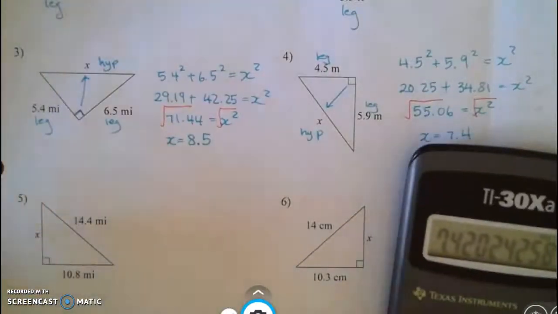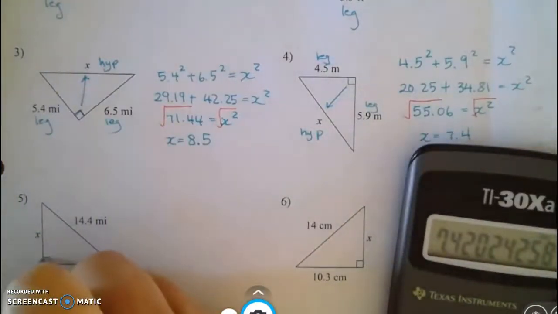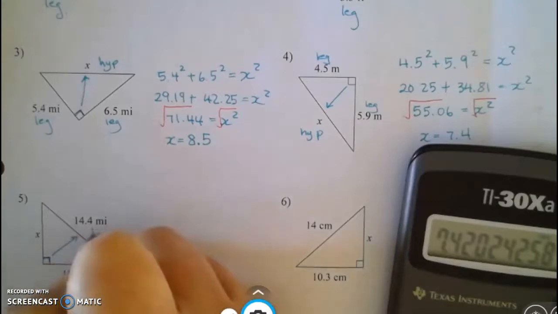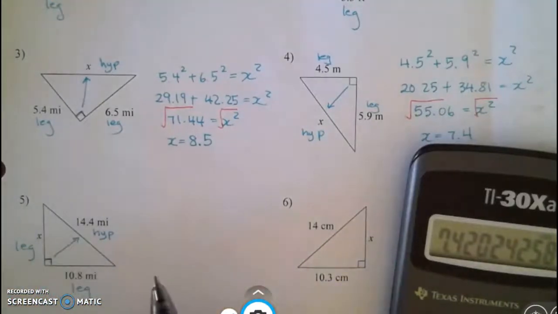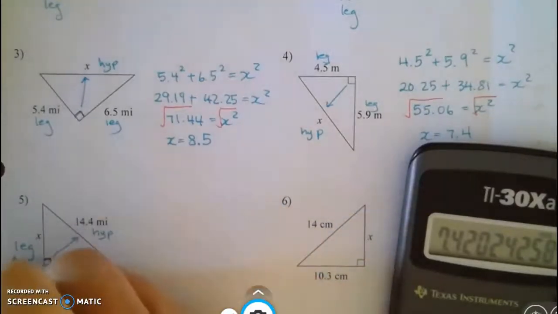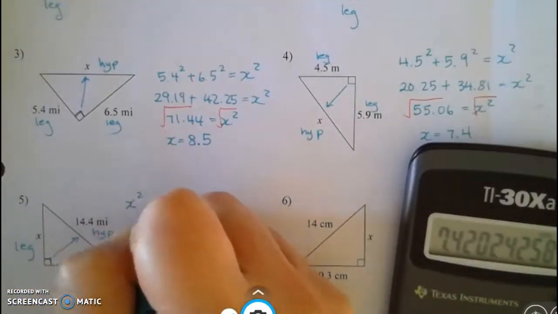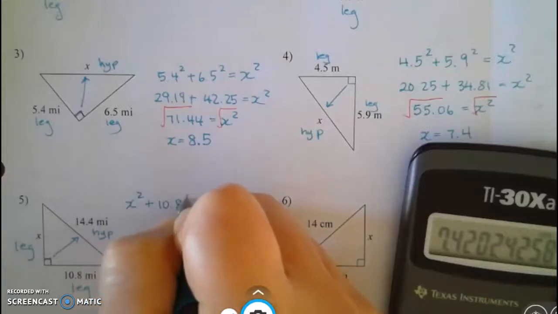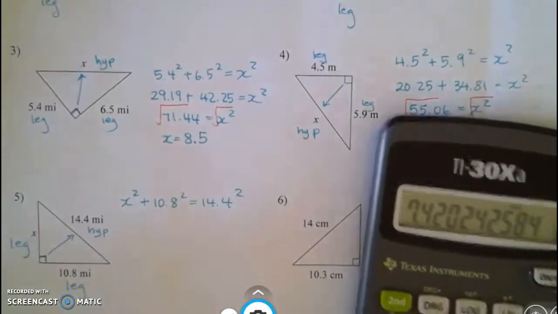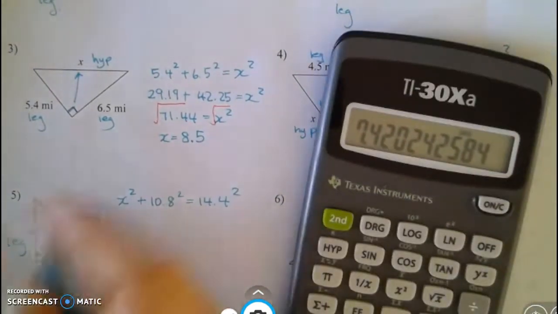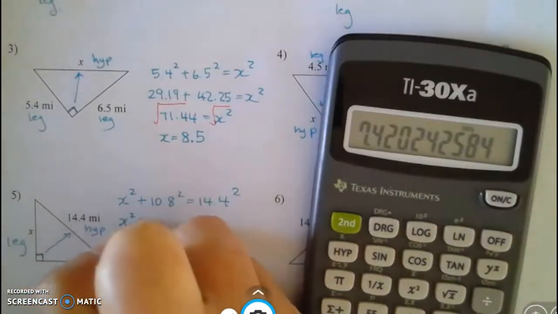Number 5. Again, identify the hypotenuse. Here's my right angle. That means this is my hypotenuse here, and this is my leg, and this is my leg. Notice that the hypotenuse is not the unknown. The unknown is one of the legs. So you do need to set up the equation as the leg x squared plus 10.8 squared is 14.4 squared. Notice that I am starting with the equation. So I have x squared. I still don't know what x squared is.